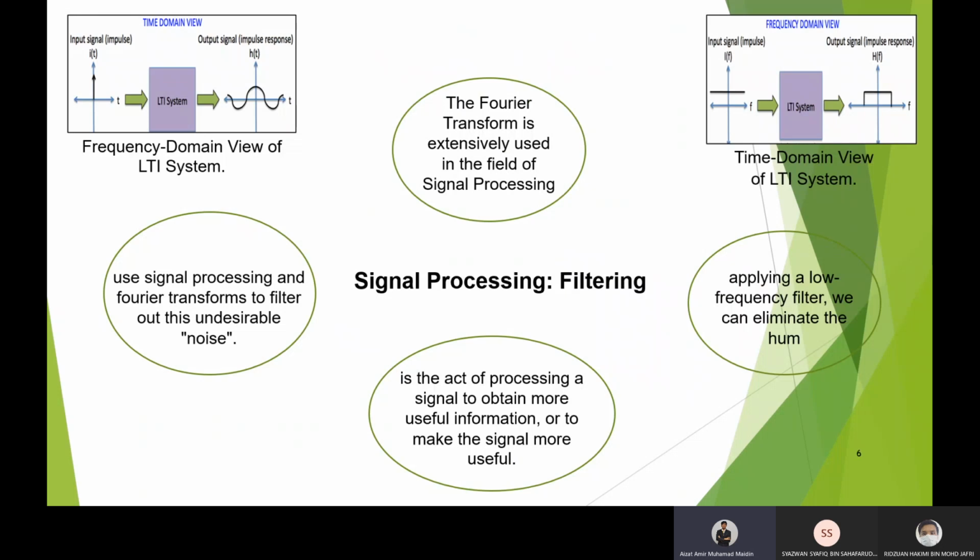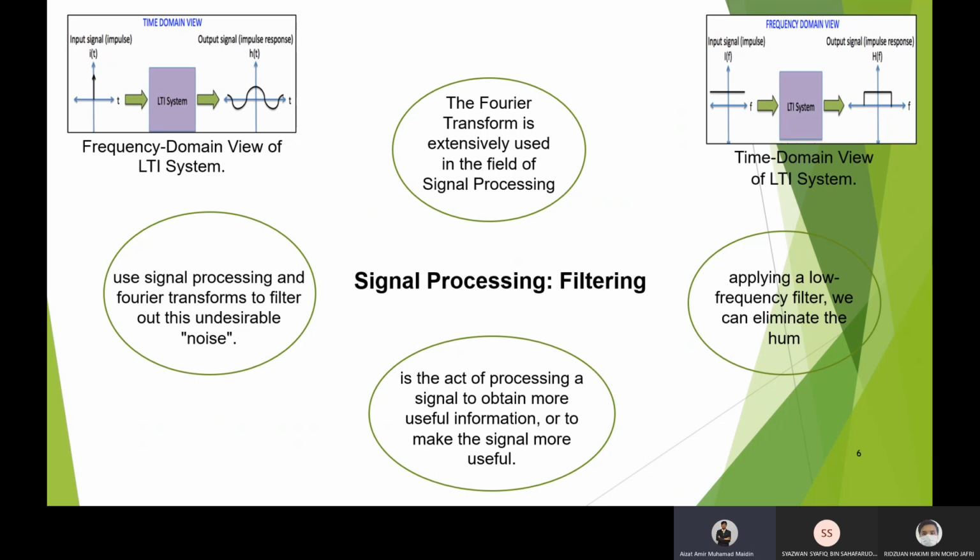This is signal processing and filtering. For the first, the Fourier transform is intensively used in the field of signal processing. Number 2, we apply a low frequency filter, so we can eliminate the hum. And the third is the act of processing a signal to obtain more useful information or to make the signal more useful. And the last, we use signal processing and the Fourier transform to filter out undesirable noise.